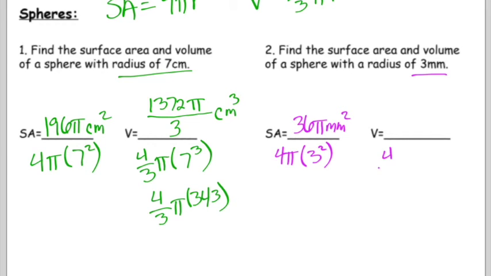For the volume, 4/3 pi 3 cubed. This one's kind of interesting because the 3 on the bottom is going to cancel one of these 3's, and it's going to end up being the same as the surface area. That only works out when you are using 3 for the radius. This is 27 times 4 divided by 3, 36 pi millimeters cubed.